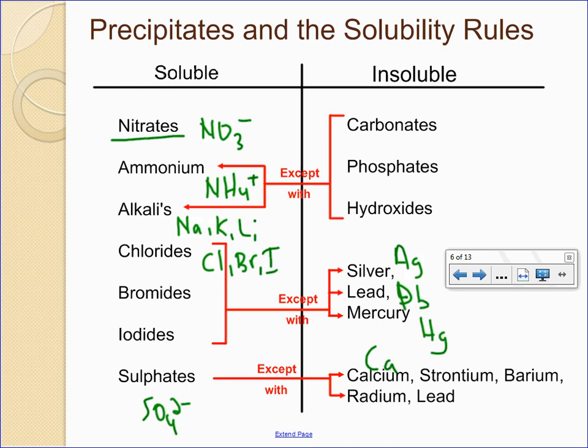And looking at what's considered insoluble, our carbonates are all insoluble unless they are paired with our ammonium or alkali metals. And the same with our phosphates and hydroxides. So for example, calcium hydroxide is insoluble, whereas ammonium hydroxide will be soluble.